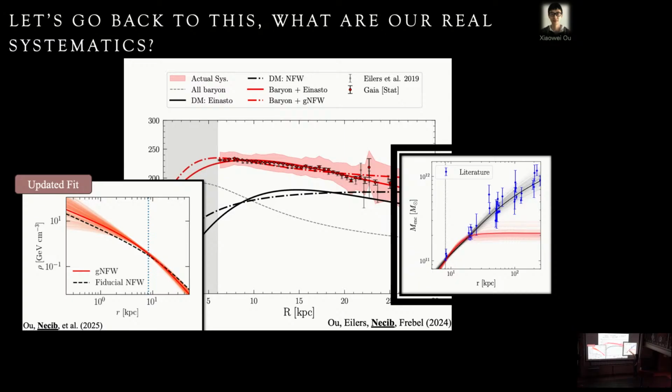And for the enclosed mass, we made a new plot, and my student changed the colors. Now the generalized NFW is the black line, and these are the points from the literature, which we don't fit for. We only fit for our data points, but this is the extrapolation. And we see that now we're not in disagreement. But really, the point we were trying to make is not about fitting the enclosed mass, but about having a more robust way of getting rotation curves.